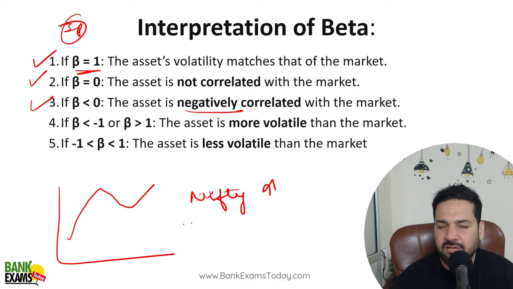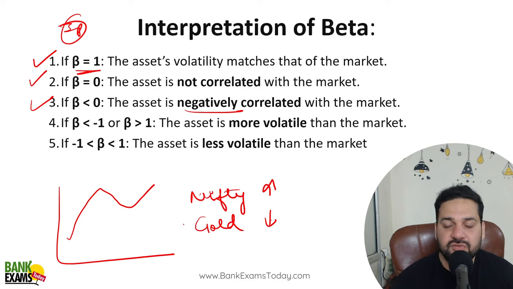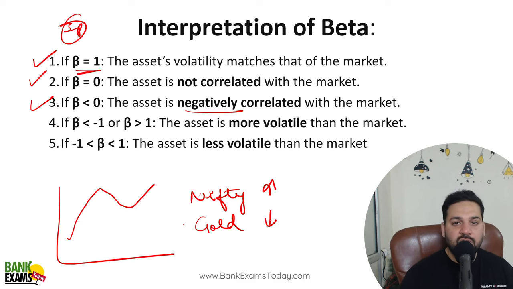Let's say real estate, or, mere ko example aa nahi raha iska koi, I guess gold ek acha example ho sakta hai. The price of that other asset is going to go down. Okay, so that is negatively correlation.